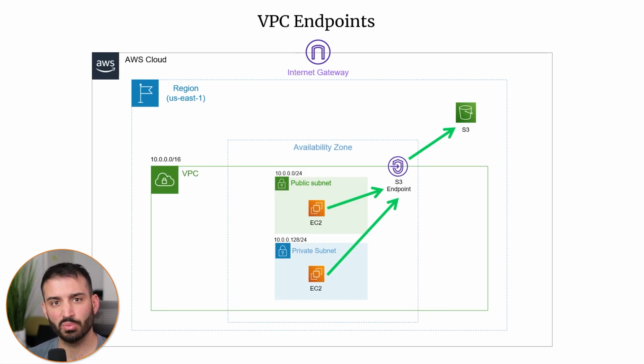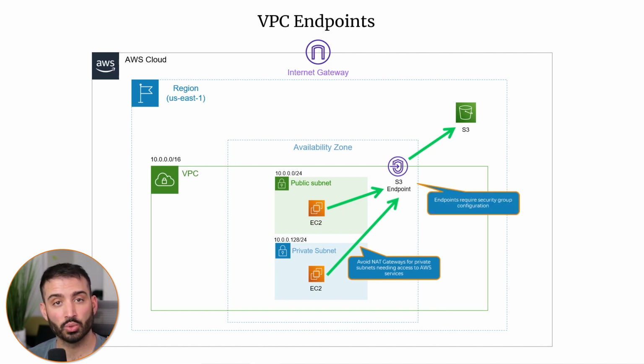For S3 and DynamoDB, by the way, this feature is free, but for other AWS services, there's a nominal cost. But again, this beats having to set up a NAT gateway. So as we learned, using this feature allows you to avoid using NAT gateways and the associated costs with them.